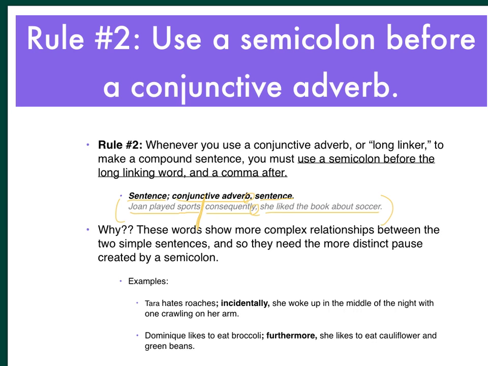So here's some more examples down below. We have Tara hates roaches; incidentally, she woke up in the middle of the night with one crawling on her arm. Notice how we have that semicolon after the first sentence, our linking word or transition word, and then we have our second sentence following it up. And then our last one, Dominique likes to eat broccoli. That's a complete thought; furthermore, she likes to eat cauliflower and green beans. Notice those words just transition you onto a new thought.